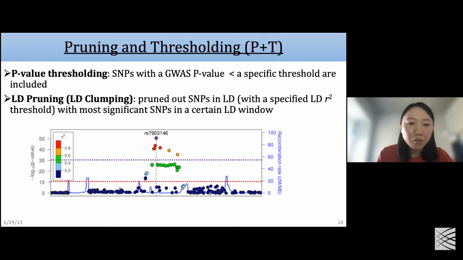So any variants that are in LD with the most significant variant in this LD block will be removed. So only those SNPs highlighted here will be retained. This process will be iteratively run on the next most significant variants until no variant is left to select. So it's actually a method to select a subset of quasi-independent genome-wide SNPs.